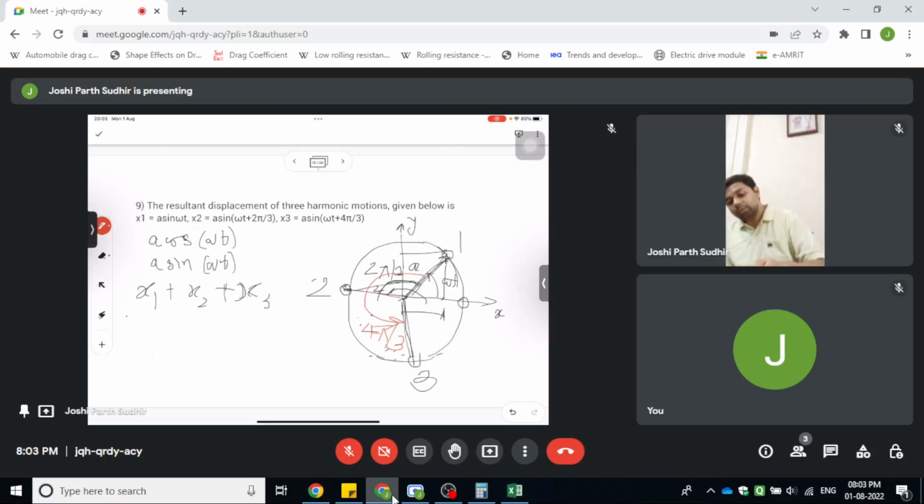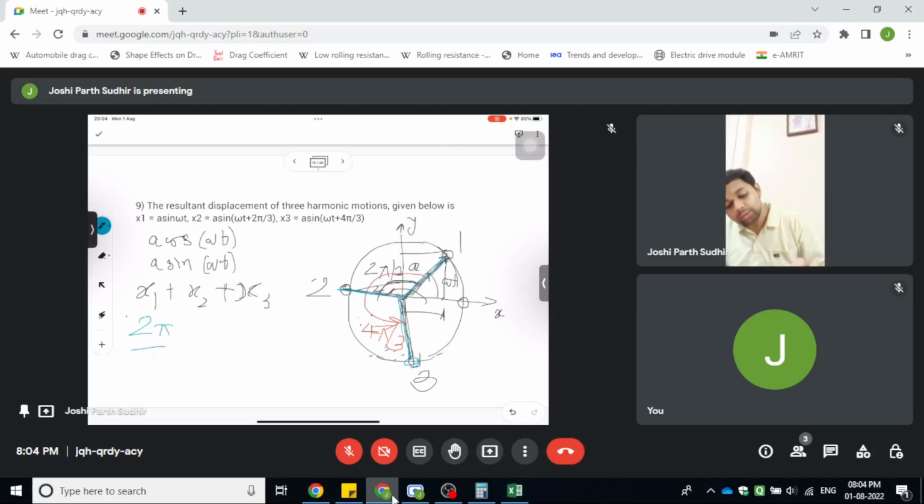So now basically we have three different particles. The first one is given by a sine omega t. The second particle's motion is given by a sine omega t plus 2 pi by 3, and we get the third particle we can locate over here, which makes an angle of 4 pi by 3 with this radius. So again the projection of this particle's motion onto the y-axis will be a sine omega t plus 4 pi by 3.